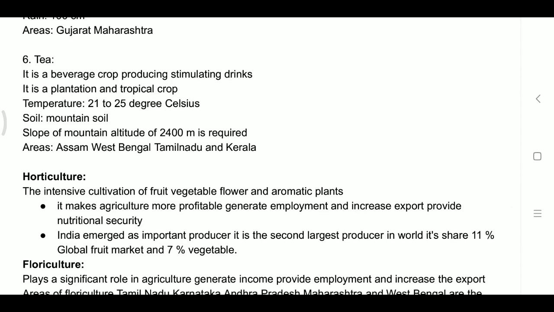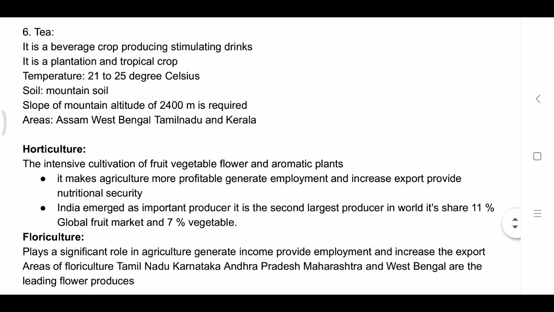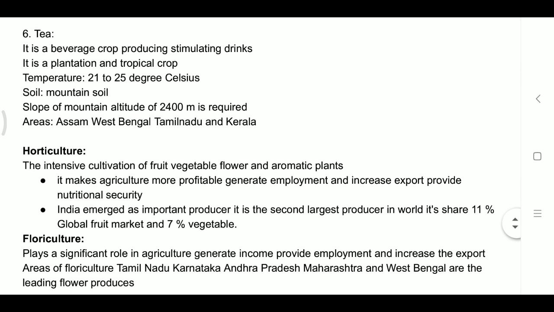Tea. It is a beverage crop. What is the meaning of beverage crop? The crop which is used for producing stimulating drinks is called beverage crop. It is a tropical crop basically, and a plantation crop. 25 degrees Celsius is enough.